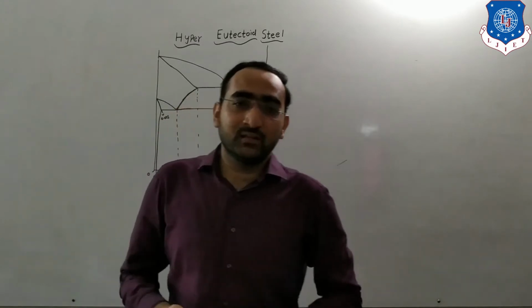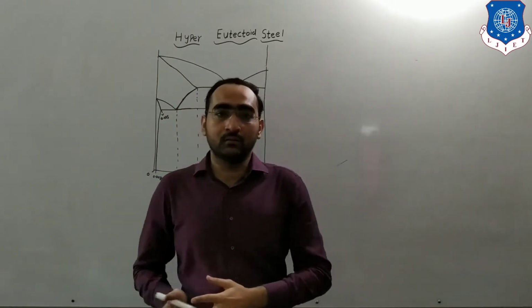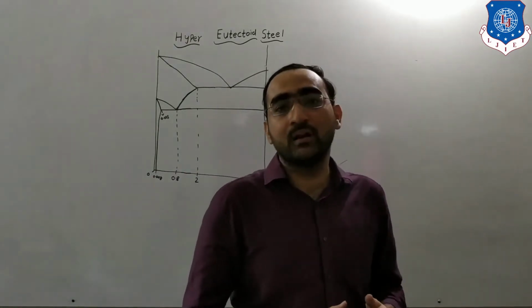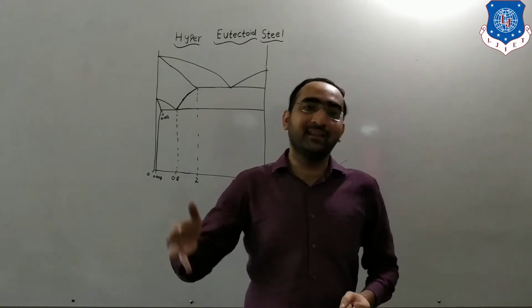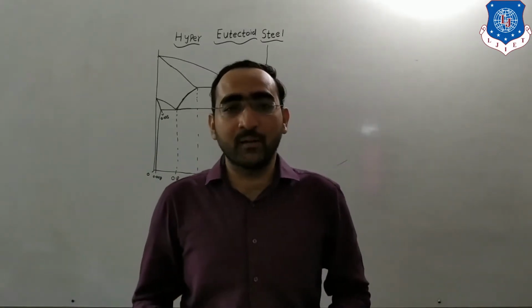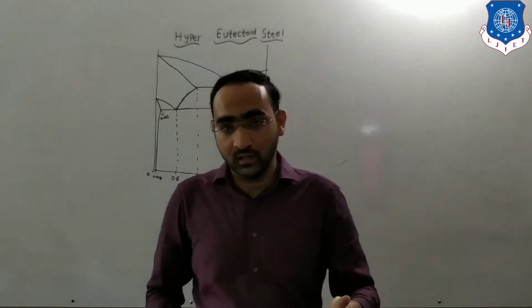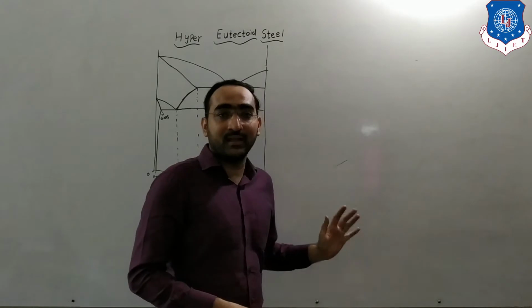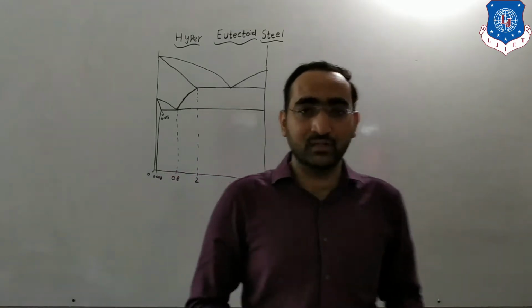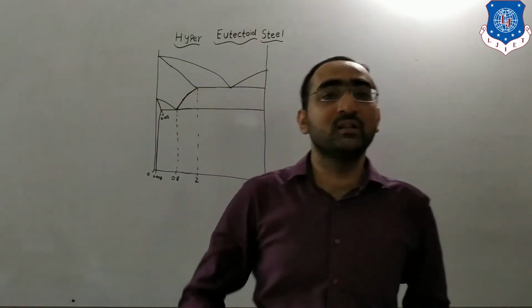In the previous lectures, we have already gone through what the allotropes of iron are, how we can construct the iron-carbon equilibrium diagram, and the critical reactions occurring in it. We also covered the solidification of eutectoid steel and hypoeutectoid steel, and in this last lecture we will go for the last one, the hypereutectoid steel.